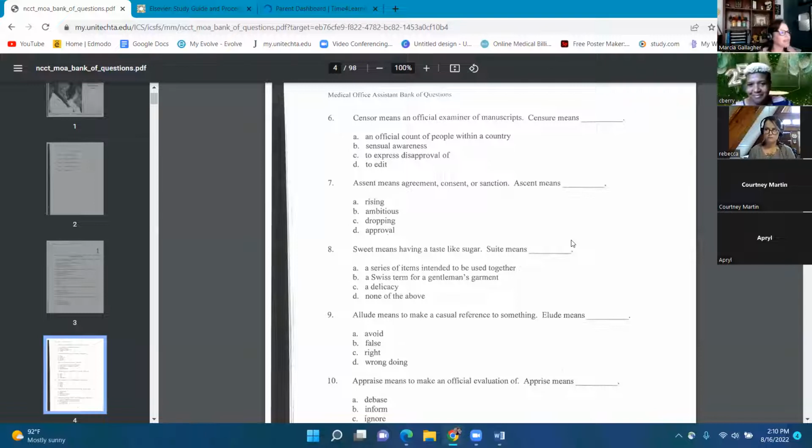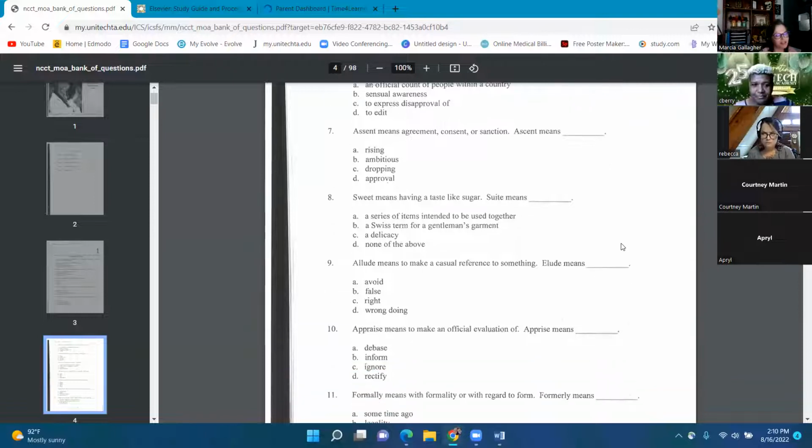All right. Okay. So number 7, assent means agreement, consent, or sanction. Ascent means rising, ambitious, dropping, or approval. A, rising. It means rising. Very good.